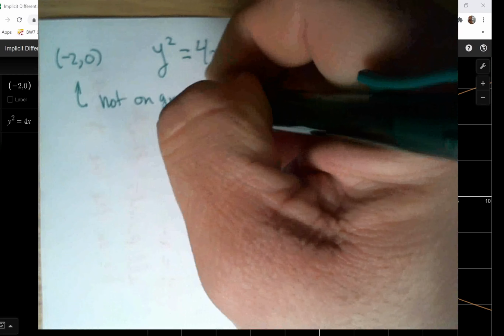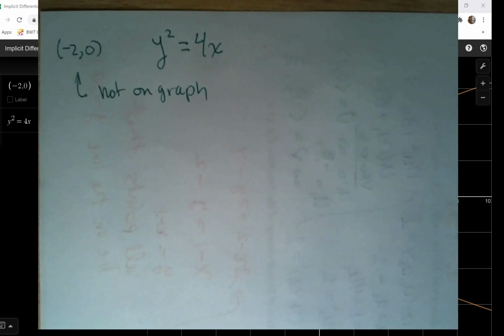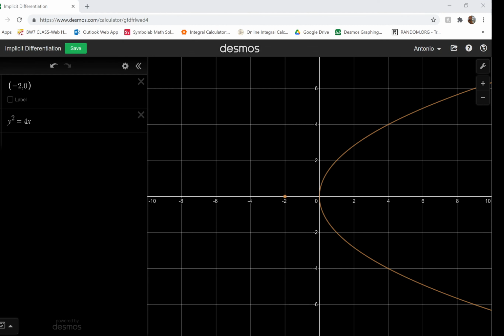What we are told is that two tangent lines go through that point. And I would like to find what those tangent lines are. So let's take a look at a graph here. Let me bring this up here. Okay, so what you see here is the graph y squared equals 4x and the point (-2, 0).